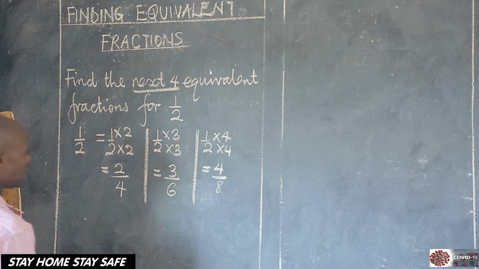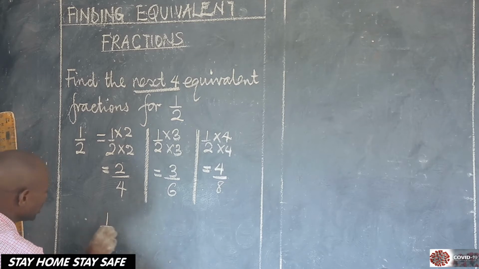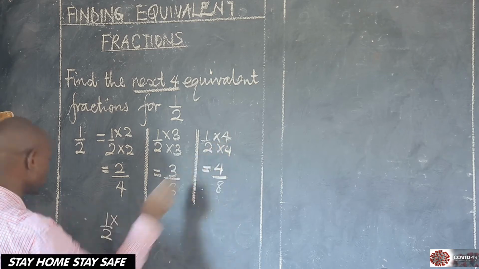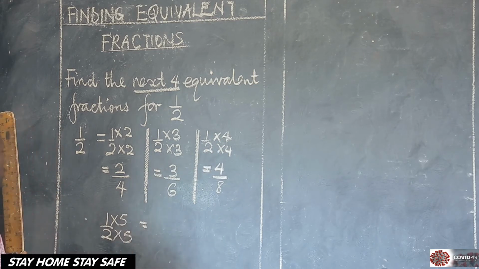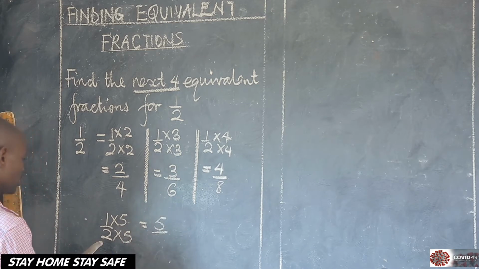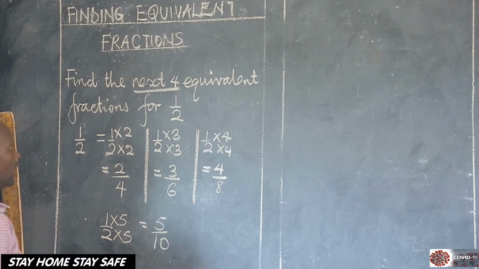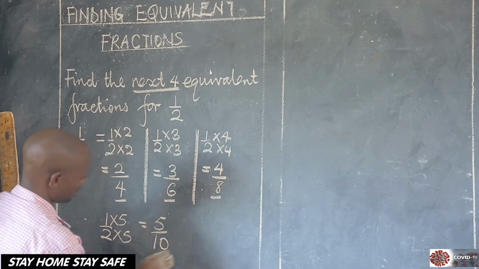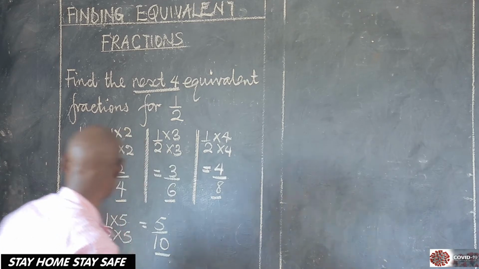So if I want to get another equivalent fraction, then I'm going to get again a half times 5. From 4, you got 5. Times 5, times 5. 1 times 5, you get 5. Out of 2 times 5, we are getting 10. How many so far have we got? 1, 2, 3, 4.